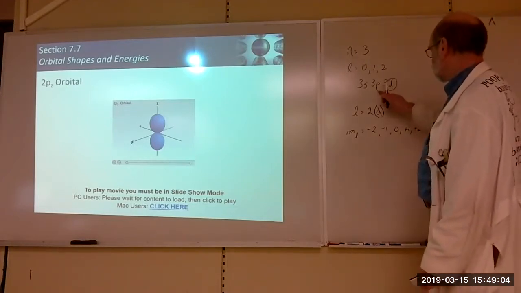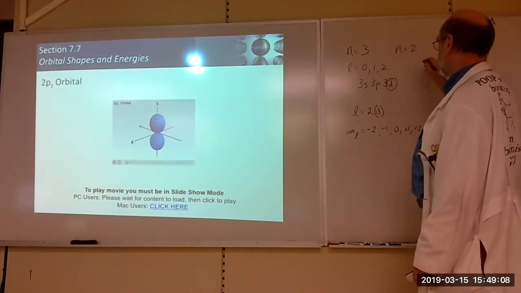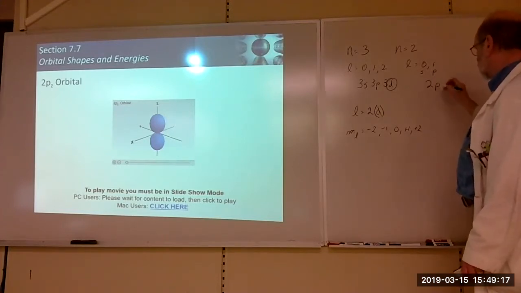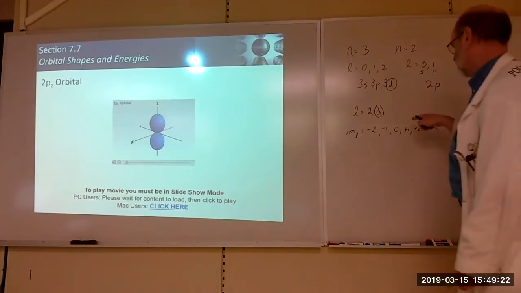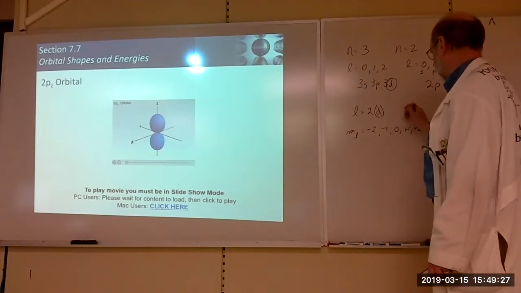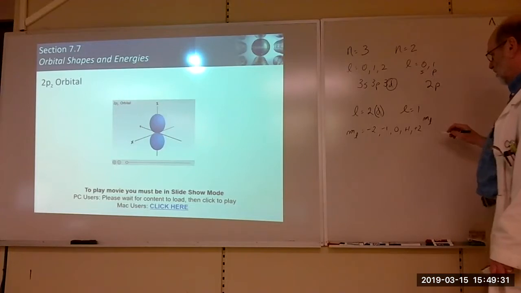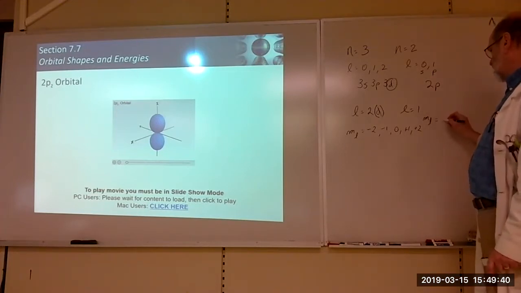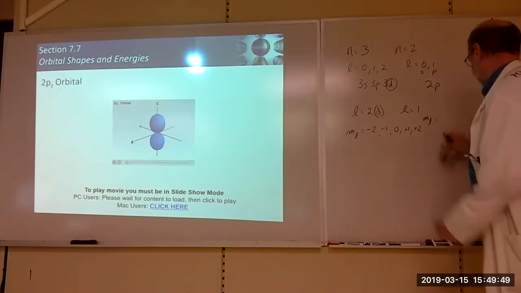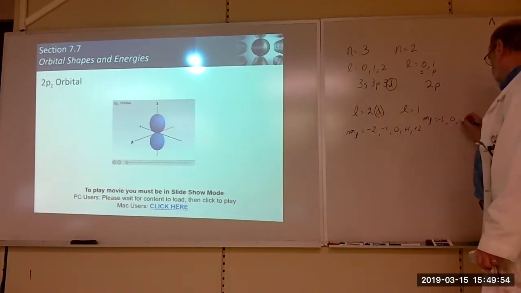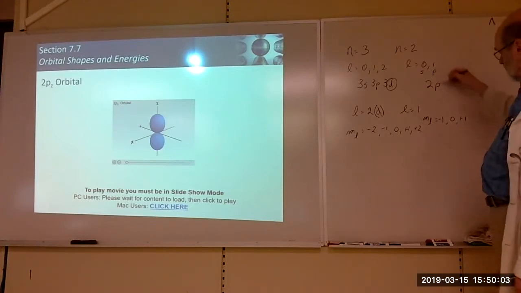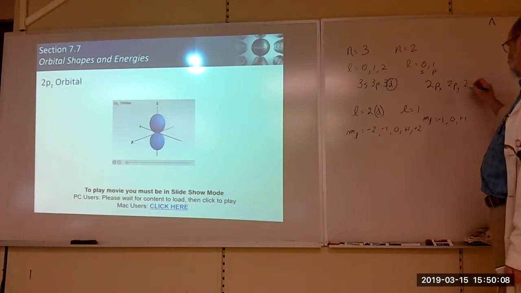Okay. So for the p, and we're going back to n equals 2, that means l can be 0 and 1, so this is s and this is p, right? So the 2p, if l equals 1, how many m sub l's can we have? Remember, l is the shape, and m is the orientation in space. So m sub l can be minus 1, 0, plus 1. So we can have 3. So that's why they're talking x, y, and z. So 2p can have 2px, 2py, and 2pz.